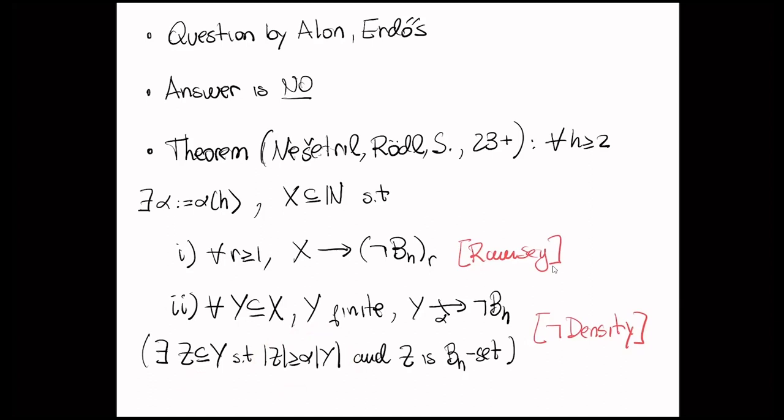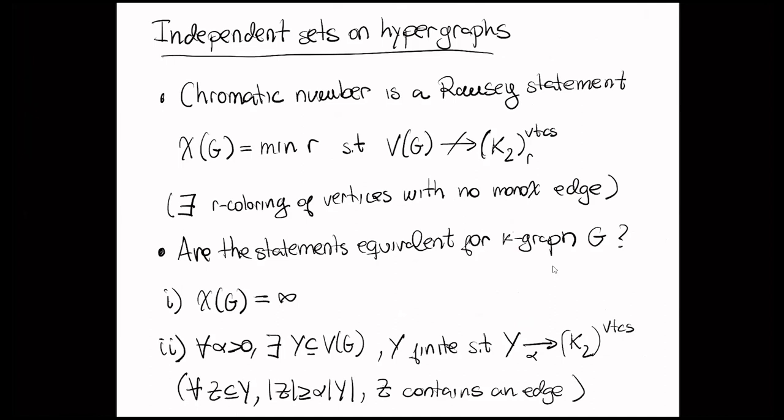But then, like I said, we don't need to talk about systems of linear equations, right? We can ask this question: is Ramsey and density the same thing, right, for other parameters? And we did it for independent sets on hypergraphs in some sense. So let me say, what does that mean, right?